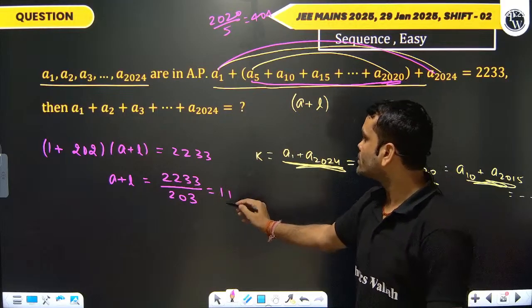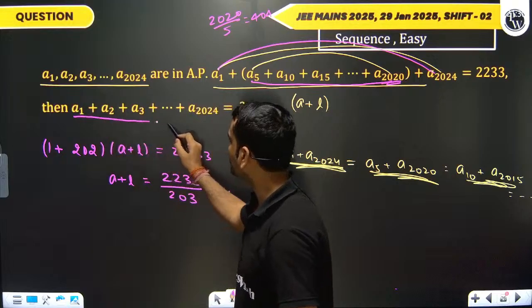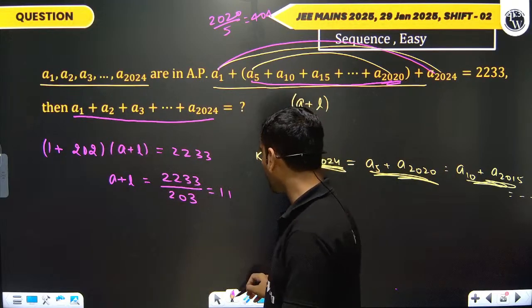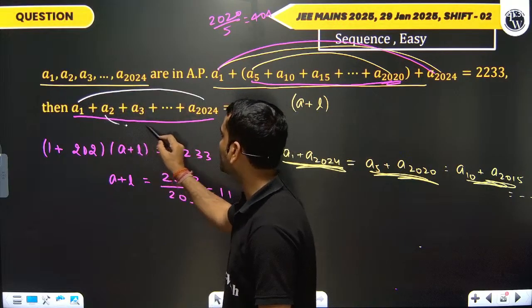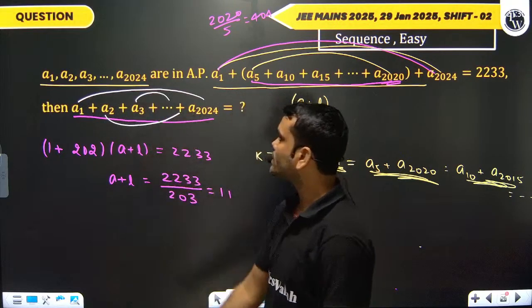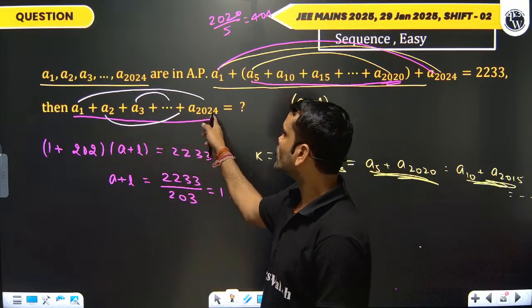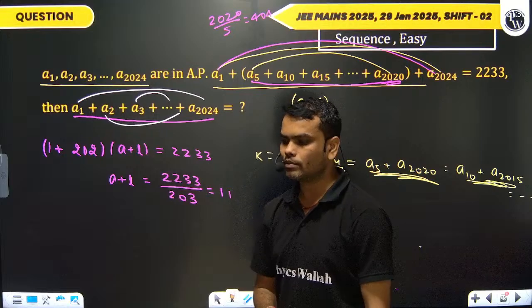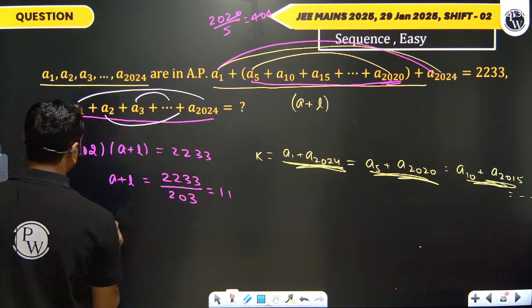Now once you got this value, you see this one. Again, the same kind of thing is there. Apply the property. You will go first term plus last term, second term plus second last term, third term plus third last term. How many pairs will it form? Obviously, total is 2024. So how many pairs? It is 1012.